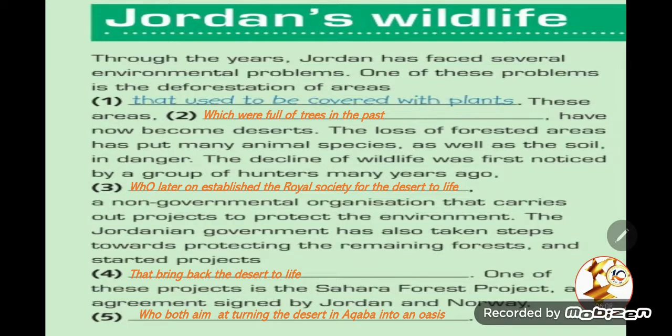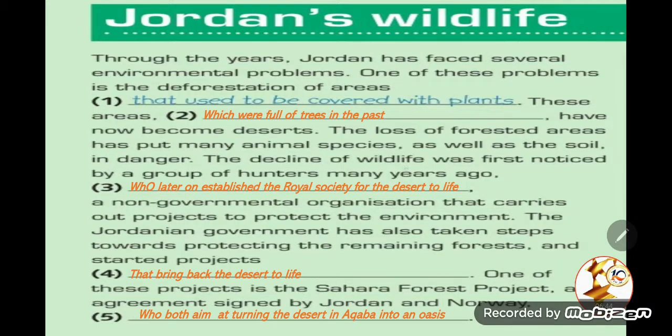لو سألتك what has the loss of forested areas put many animals and soil in، رح تحكي لي in danger. لو سألتك what are the results of the loss of forested areas، رح تحكي لي إنه هو many animal species as well as soil are in danger. يعني put أو خلينا نحكي they were in danger، كانوا في خطر أو هم في خطر.